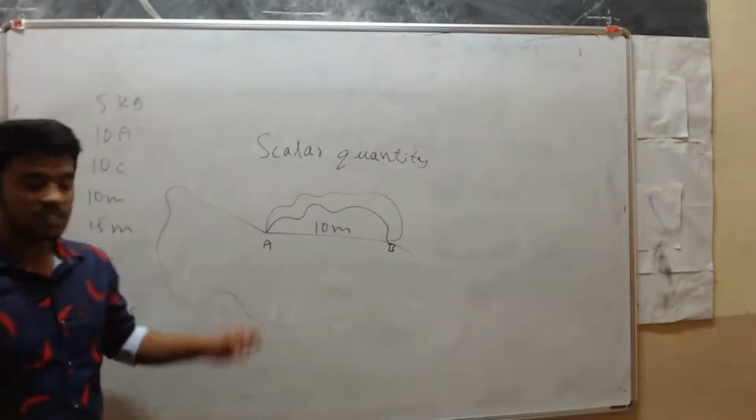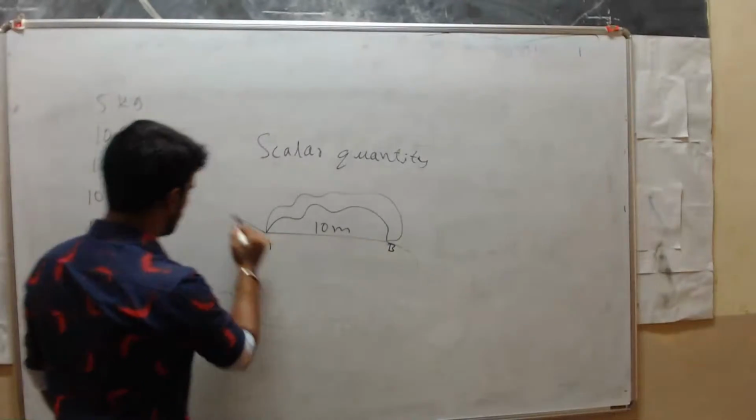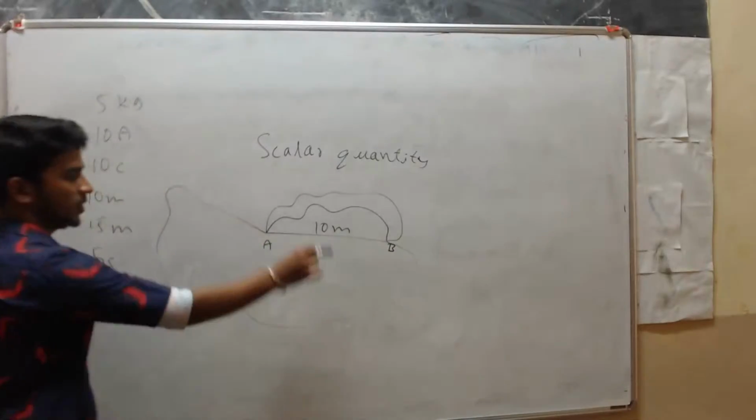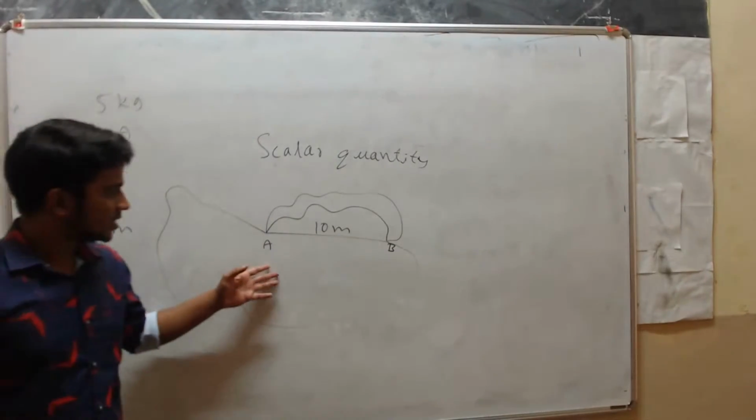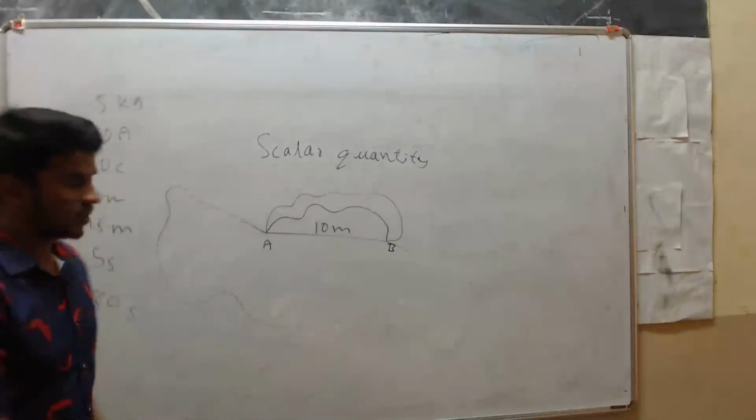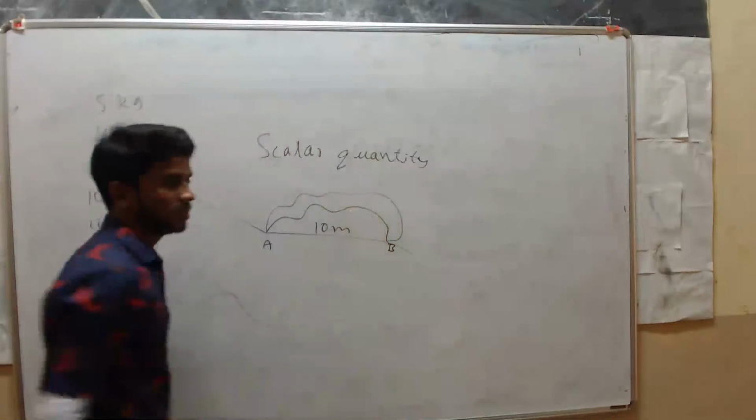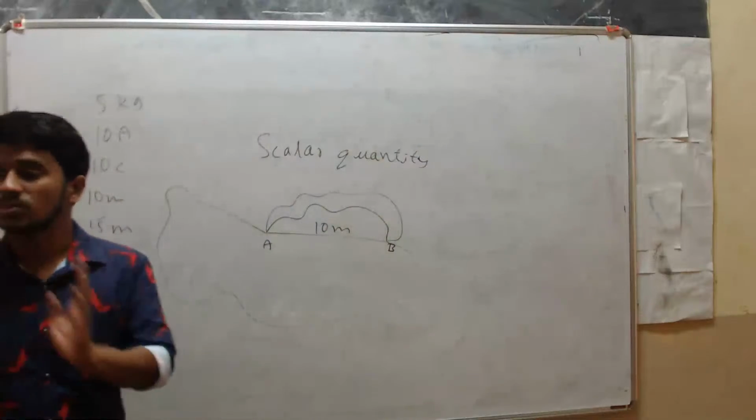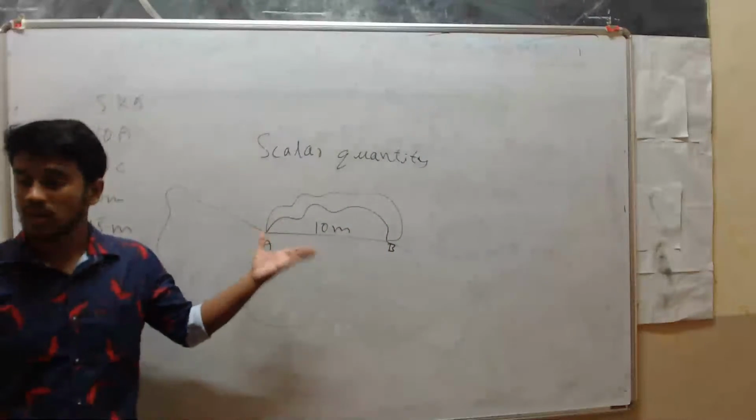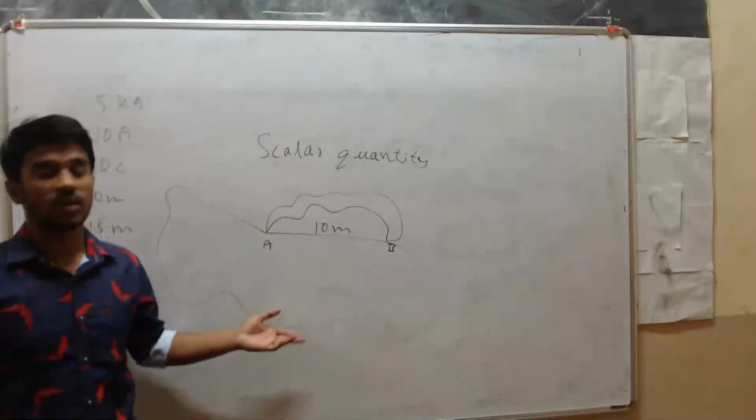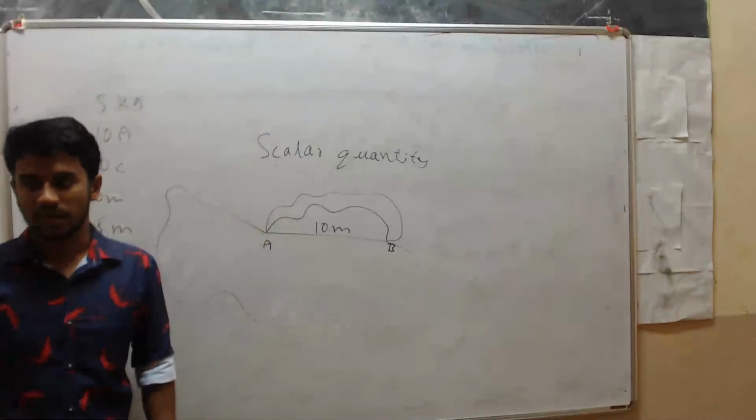See, distance means what? If you travel using this path, then this is your distance, right? This will become your distance. Clear? So there is no particular direction here. If you travel like this, you can reach. If you travel like this, you can reach. But you will cover some distance. Clear? But there is no particular direction, right? So that's why distance is an example for scalar quantity.